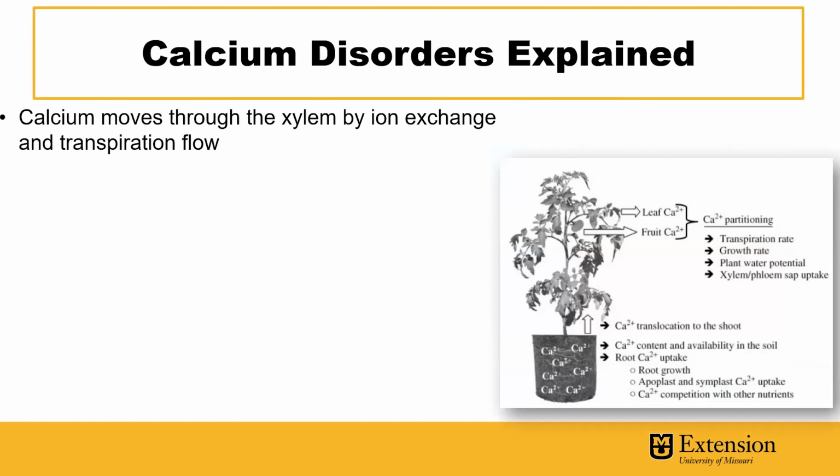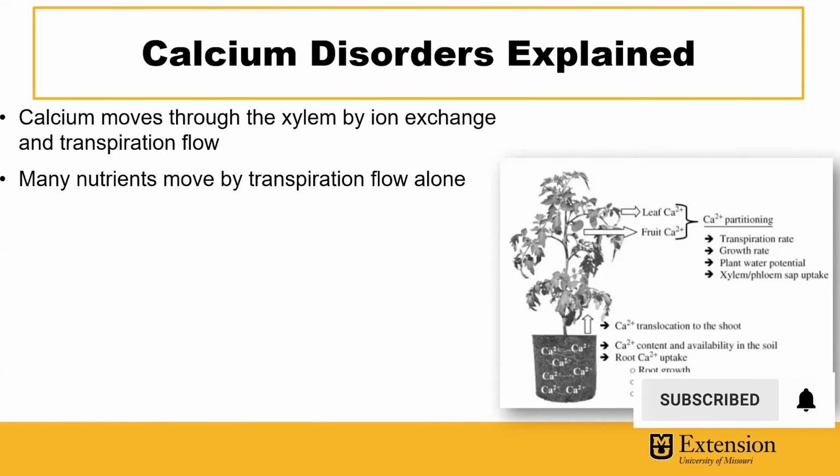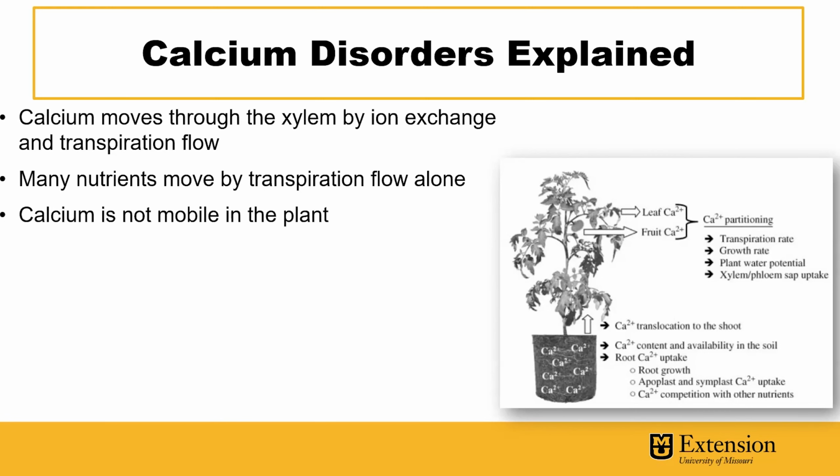Calcium moves through the xylem of the plant by a process of ion exchange and transpiration flow, making it move more slowly than many nutrients. This is because many nutrients can move through the plant by transpiration flow alone. It's important to note that calcium is not mobile in the plant. Unlike nutrients like nitrogen, which are able to be moved from one plant structure to another, calcium cannot.